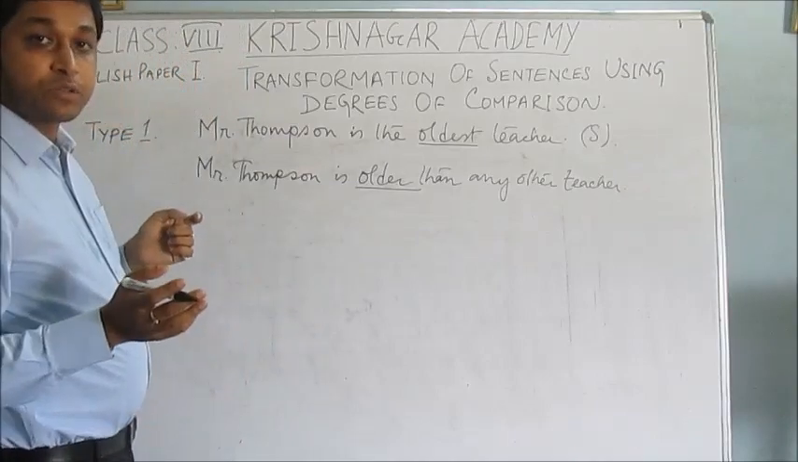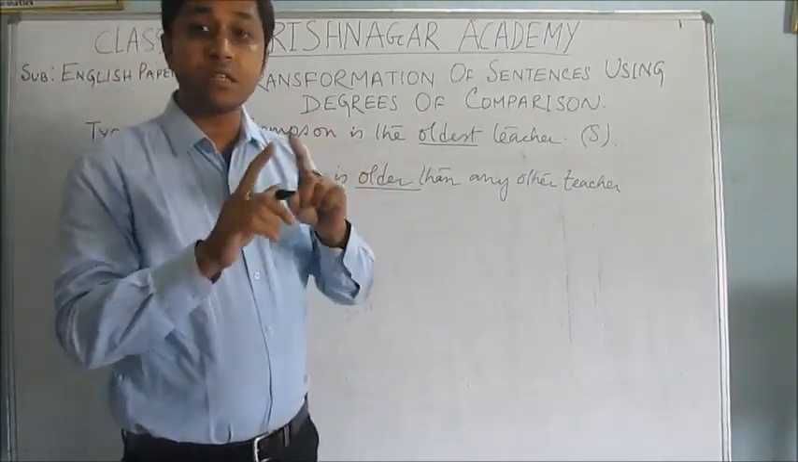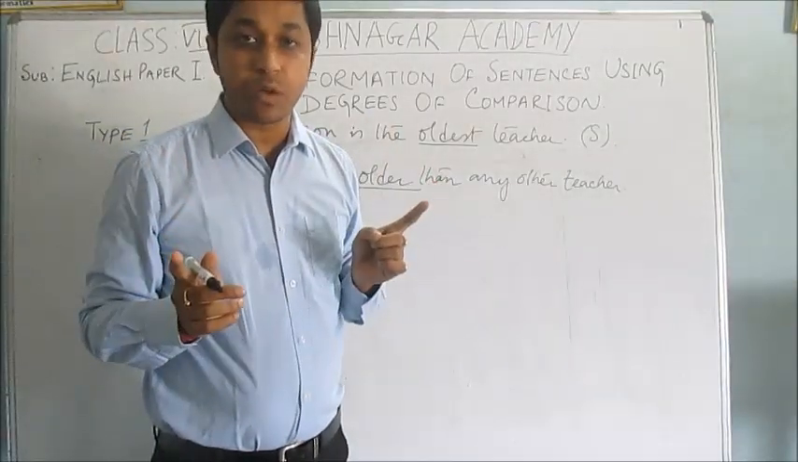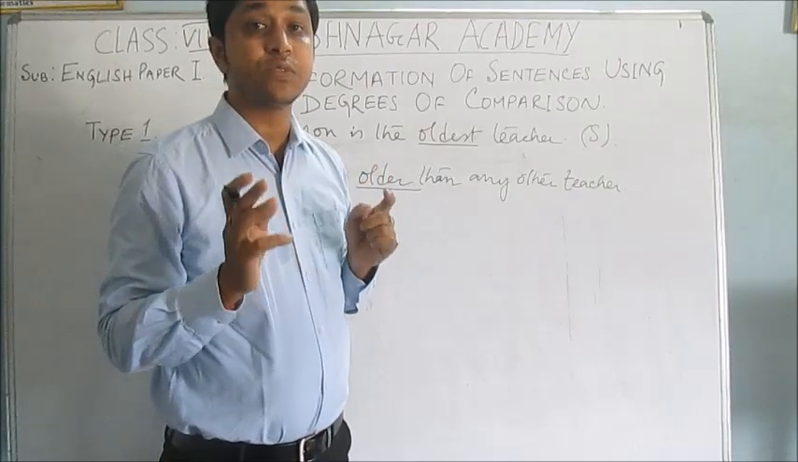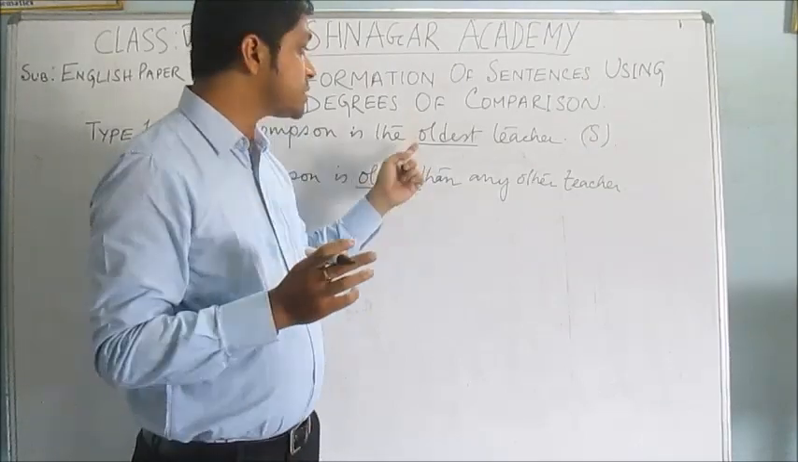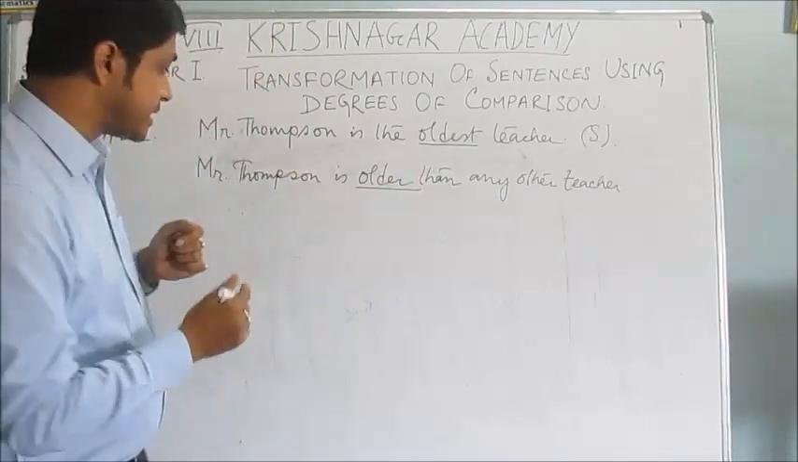Now, how to transform it with the word old? Mr. Thompson is the oldest teacher. That means there is no other teacher as old as Mr. Thompson. So, we will have to use a negative. We have to begin the sentence with a negative to transform this particular sentence into positive degree. How to do that? Let's see.